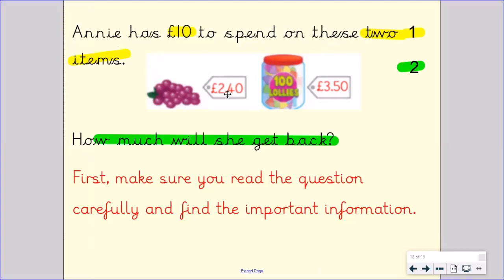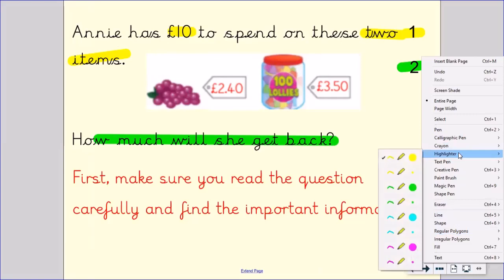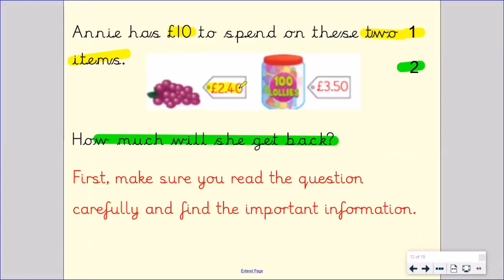These two items, so this much here, this one, so again, I'm going to highlight the amount of money. £2.40 for the grapes and £3.50 for the lollies. Those bits of information are important. Also, how much will she get back? So I know that ultimately what I'm looking for is how much change I will get.